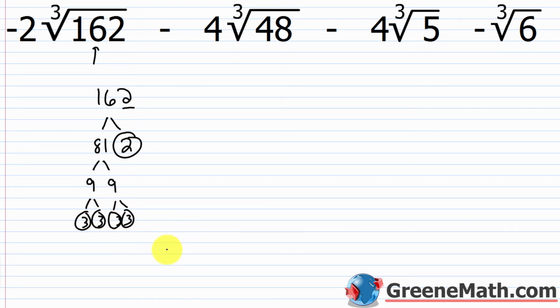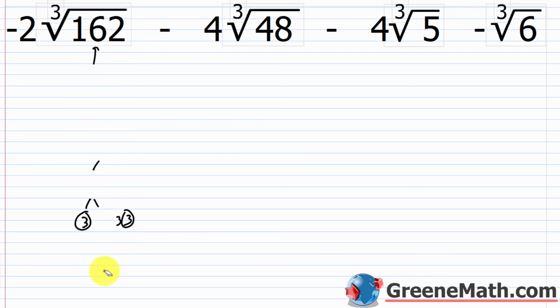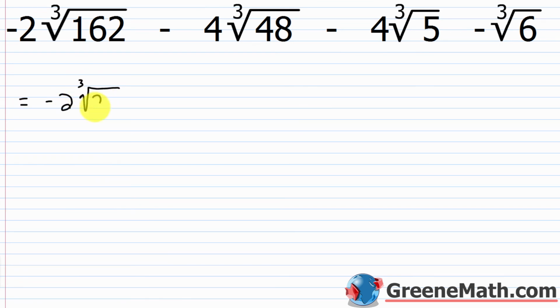So we do have a perfect cube here. We have 3 times 3 times 3, which is 27, times what's left, which is 3 times 2, or 6. So let's factor this as 27 times 6. So we'll say that this equals negative 2 times the cube root of 27 times the cube root of 6. Then minus, you have your 4 out in front.